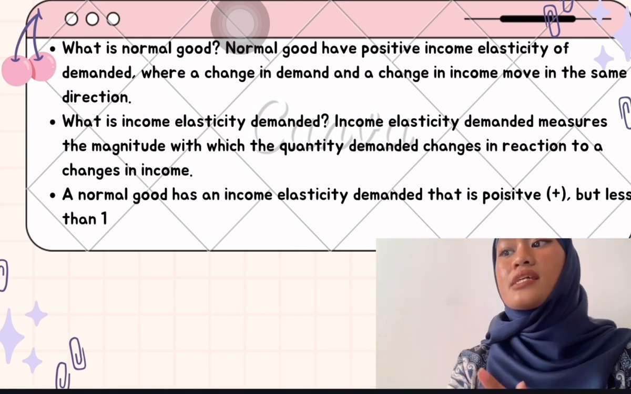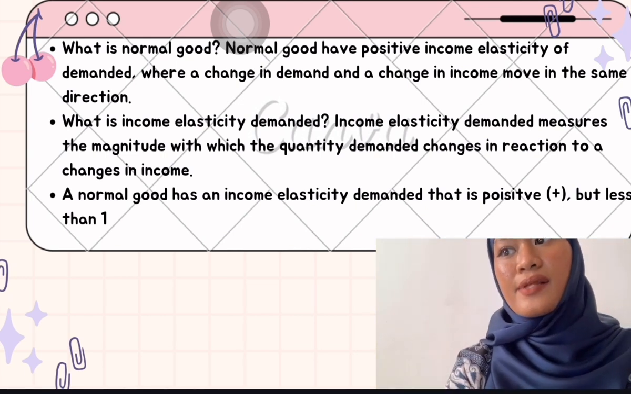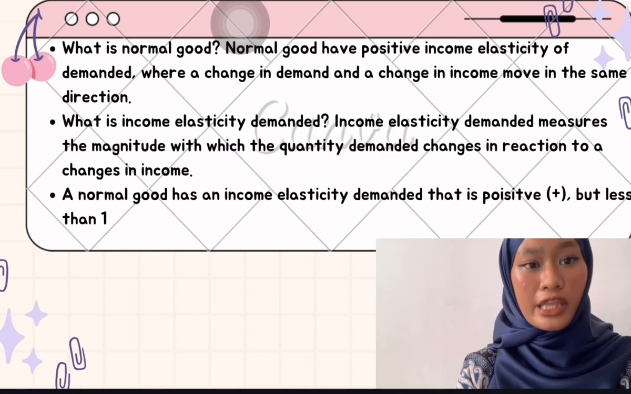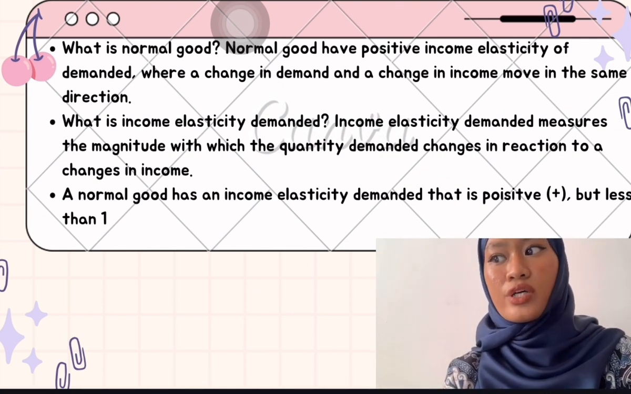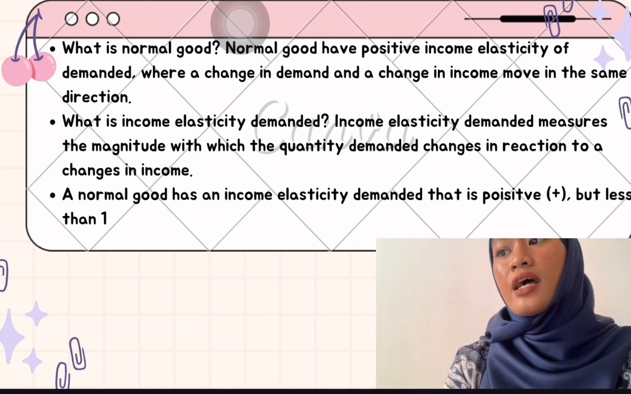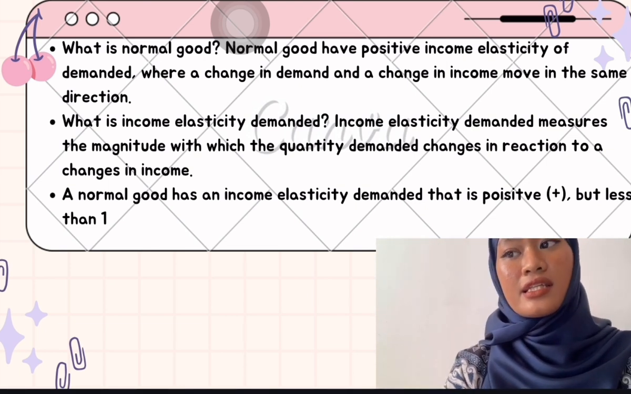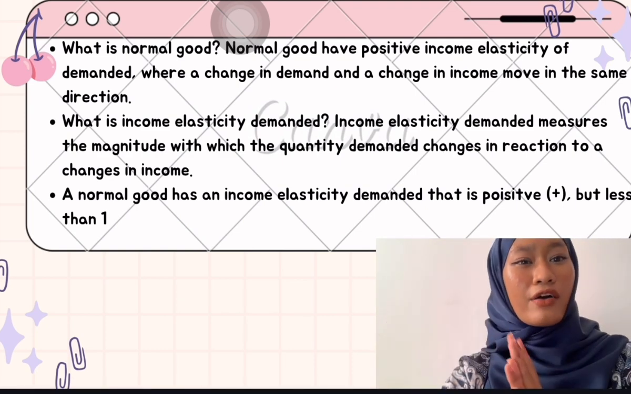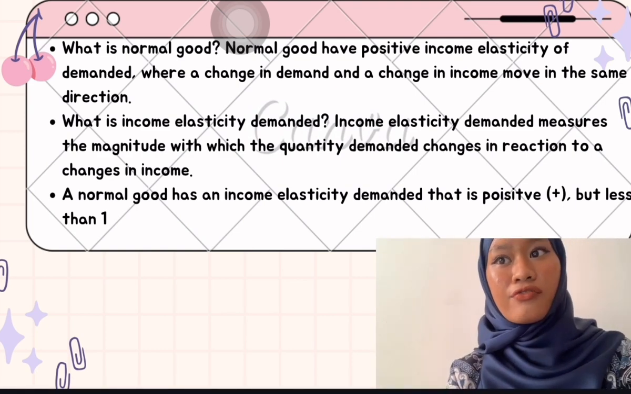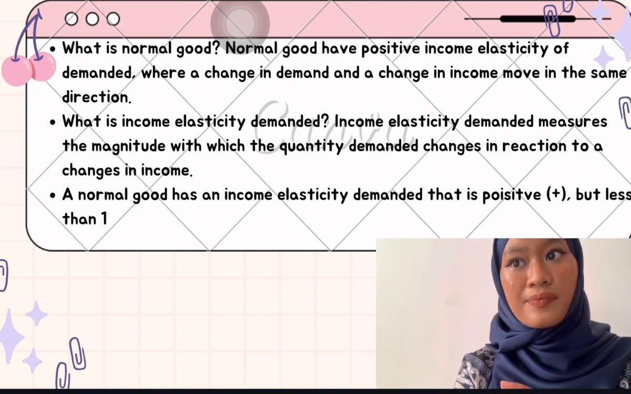So what is income elasticity of demand? Income elasticity of demand measures the magnitude with which the quantity demanded changes in reaction to changes in income. A normal good has an income elasticity of demand that is positive but less than 1. So basically we have 4 categories of elasticity, which is the income elasticity analysis.